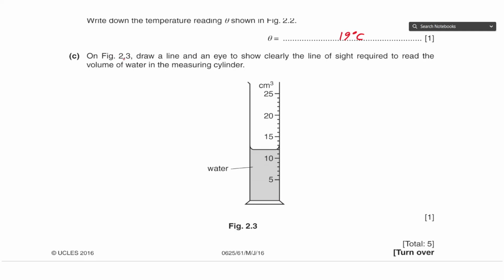C says on figure 2.3, draw a line and an eye to show clearly the line of sight required to read the volume of the water in the measuring cylinder. So we draw a horizontal line at the bottom of the meniscus, and the symbol for the eye is drawn like this, curves only. And you can mention that this is 90 degrees. And of course it is from the side of the scale, not the other side.